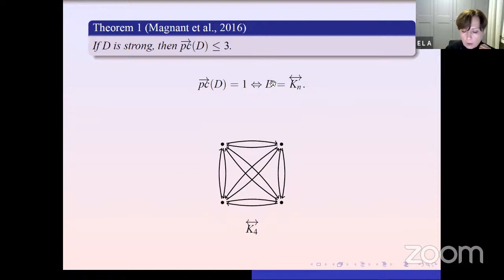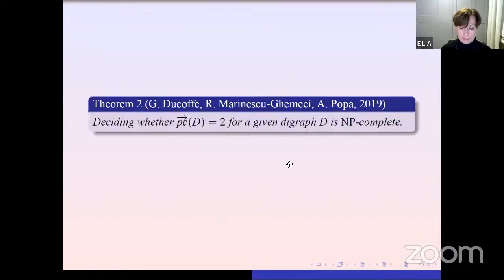So we can see that only such a digraph has the proper connection number equal to 1. So if the digraph is strong, the question is whether the proper connection number is equal to 2 or 3. So we have two possibilities. However, it appears that the problem of deciding whether the proper connection number is equal to 2 for a given digraph is NP-complete. So it is a hard problem.